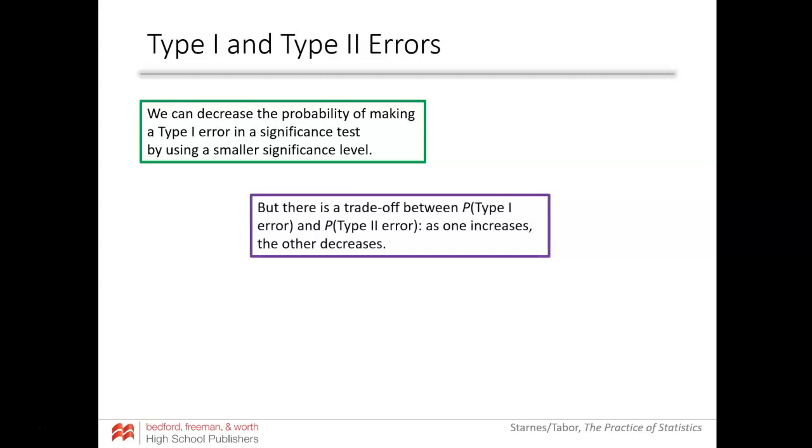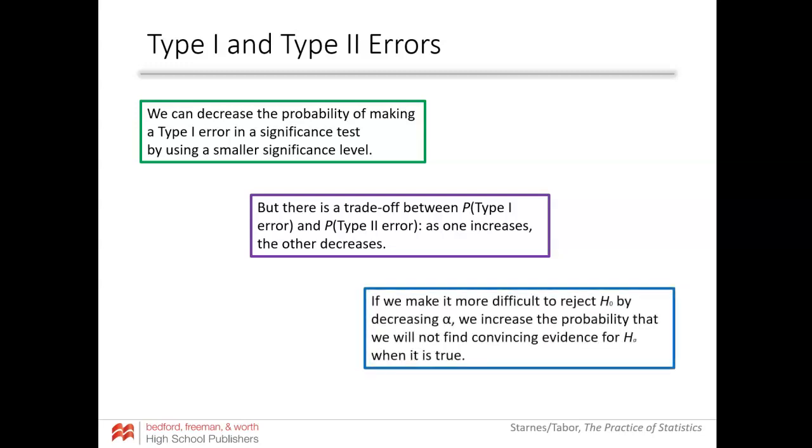So the probability of a type 1 error and a type 2 error, if one increases, the other will decrease, and vice versa. So if you tried to decrease the probability of a type 1 error, that means you are going to increase the probability of a type 2 error. So we got to be careful about that. There must be a happy medium, right?